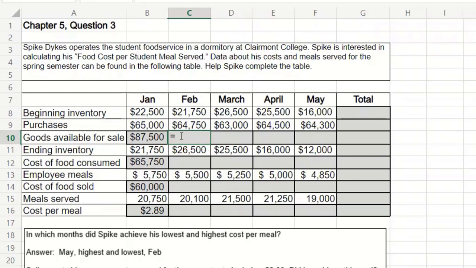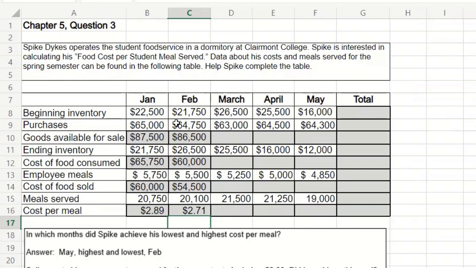All right, so we're going to take our beginning inventory, we're going to add it to our purchases. We take our goods available for sale and we subtract out our ending inventory. So that's going to give us our cost of food consumed. We're going to subtract out our employee meals. And that gives us a cost of food sold of $54,500. We're going to take our cost of food sold and we're going to divide it by our meals served. That is going to give us our cost per meal.